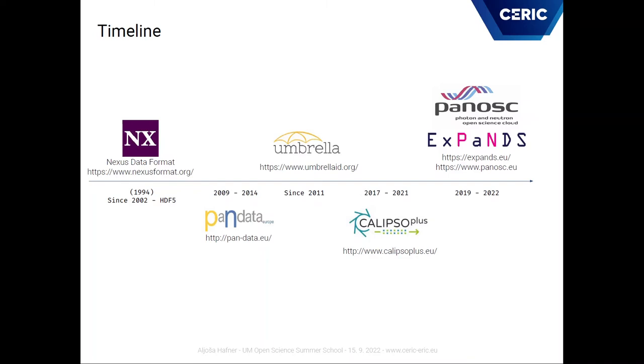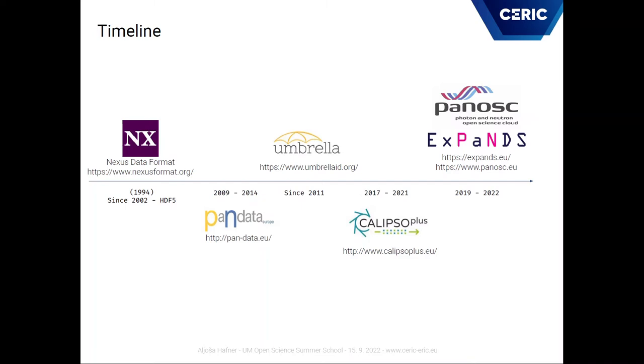The first European project of similar type was called PaNData. This was from 2009 to 2014. And during this project, something very cool happened. So they unleashed Umbrella ID service. This is an authentication and authorization provider, so the identity with which you can, in principle, access any kind of website or, you know, the proposal and so on in all these institutes that are part of it. So this is already in place since 2011.